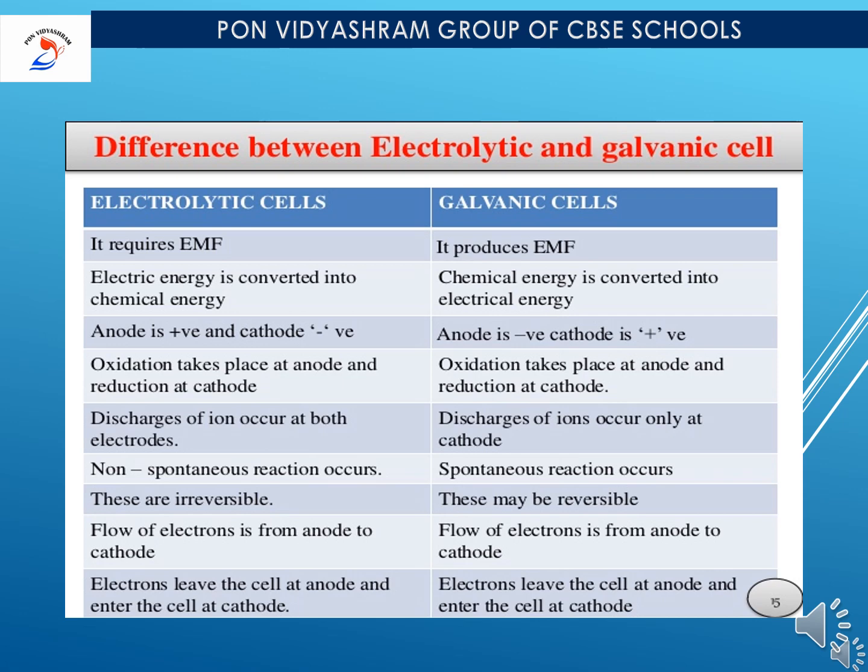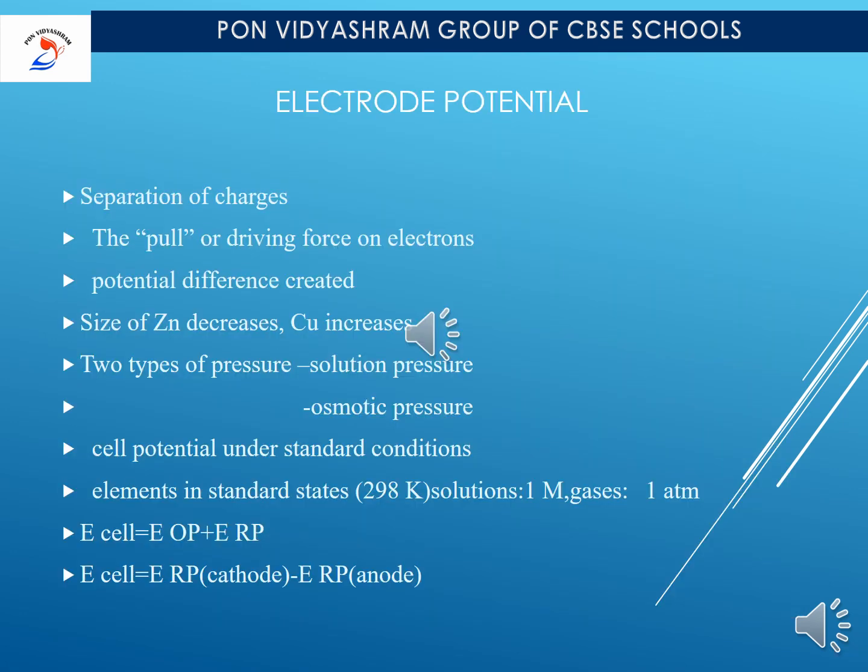I hope once again you will see the third point. The last point is electrons leave the cell at anode and enter the cell at cathode. Whereas here electrons leave the cell at anode and enter the cell at cathode. Okay, good. This is a continuation of galvanic cell.